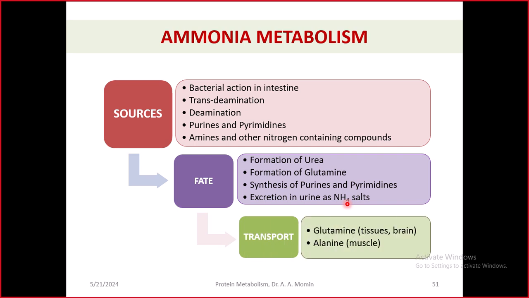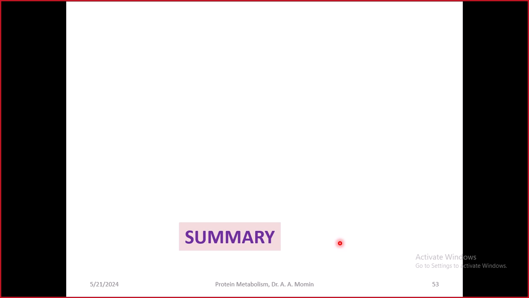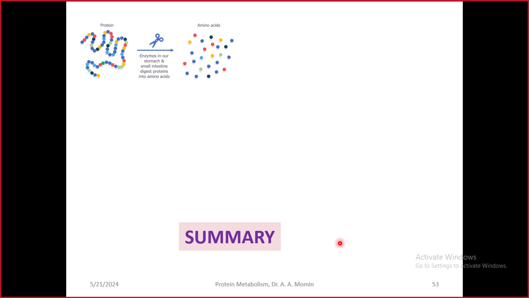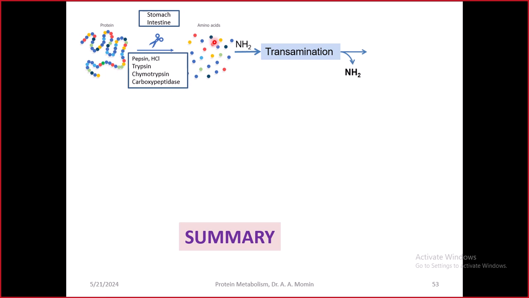Then the transport: there are two major transport forms. One is glutamine in the tissues and the brain majorly, and the second is alanine from the muscles to the liver. So this forms the glucose alanine cycle. To summarize, till now the proteins, by the action of proteolytic enzymes, are converted to amino acids in the stomach and intestine by these various enzymes along with hydrochloric acid. So these amino acids undergo transamination, right?